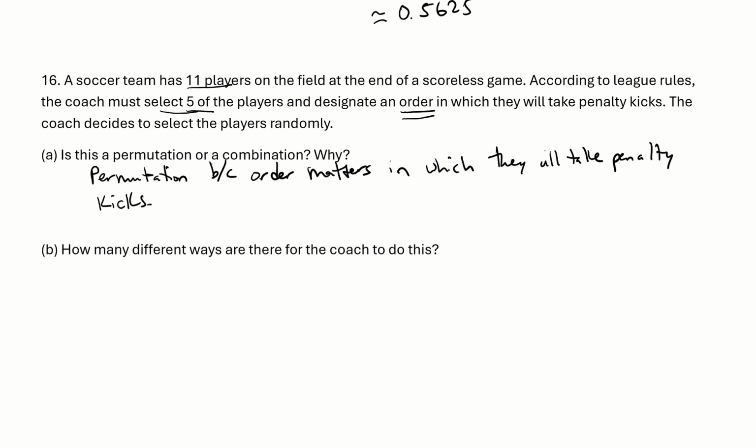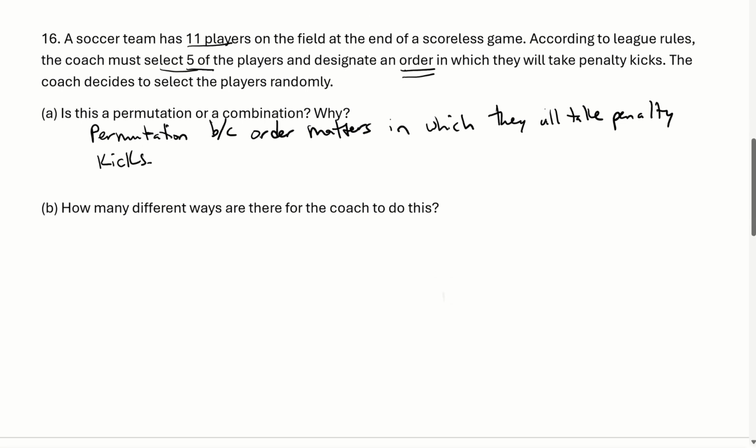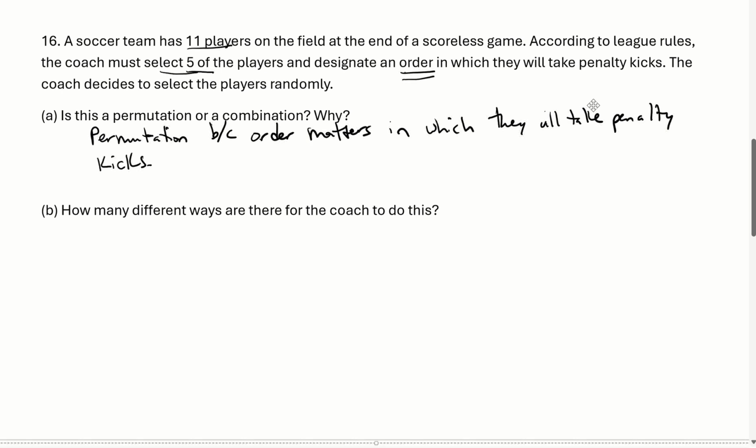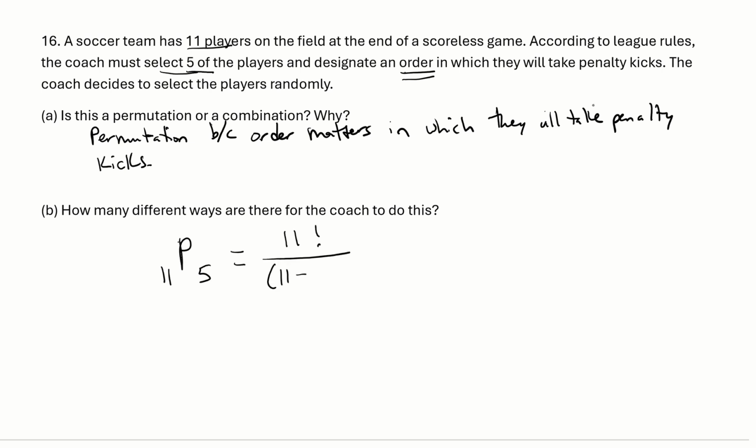Okay, so here order matters. We're going to use permutation. How many different ways are there for the coach to do this? So this is permutation, 11 players chosen 5 at a time. So then we're going to show our work. 11 factorial divided by 11 minus 5 factorial. That's 11 factorial divided by 6 factorial.